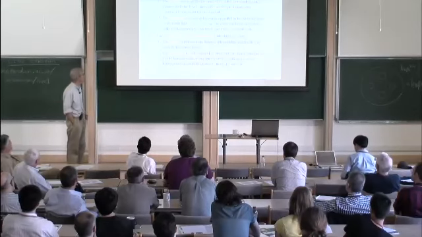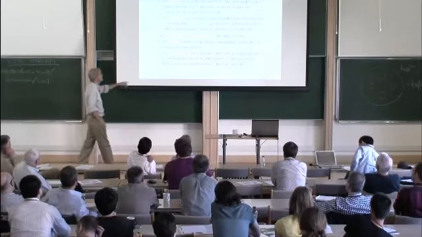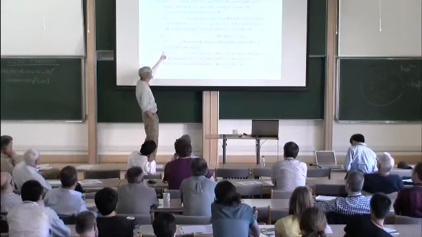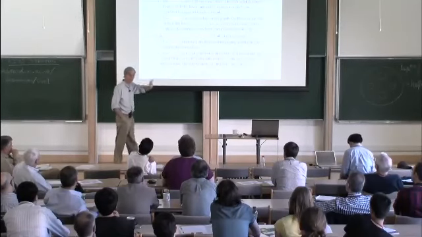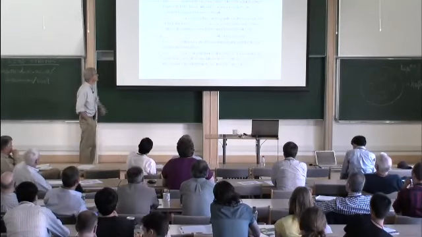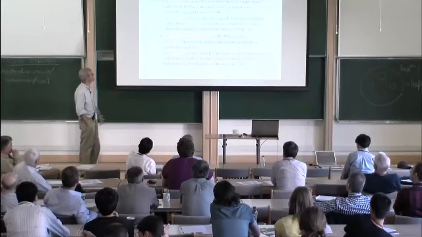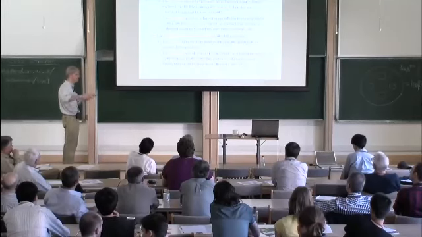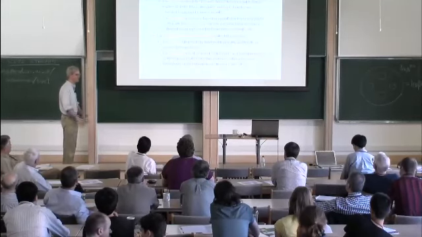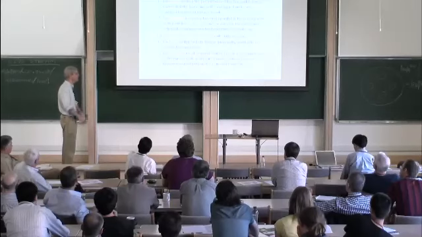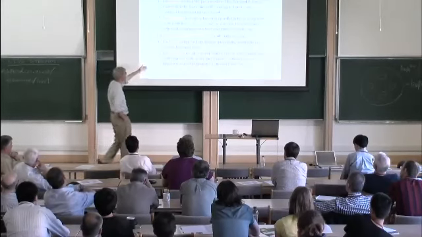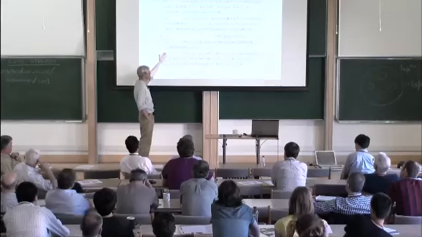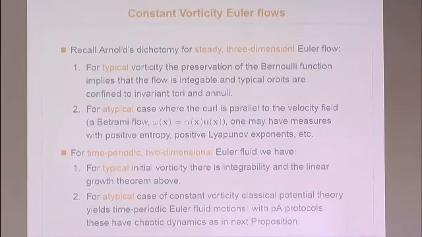And this is what we've seen today. The first bit we've seen already, which is that for typical initial vorticity, again, this is all time periodic. So I'm back in the world of assuming they're time periodic, just as here, of course, we assumed it was a steady three-dimensional flow. Now, the two-dimensional analog, in many ways, is a time periodic two-dimensional Euler flow. In the typical case, as we've seen already, we have the linear growth theorem. So what is the atypical case?